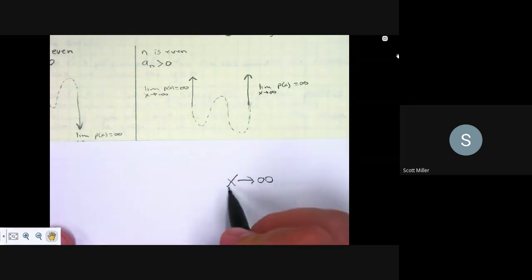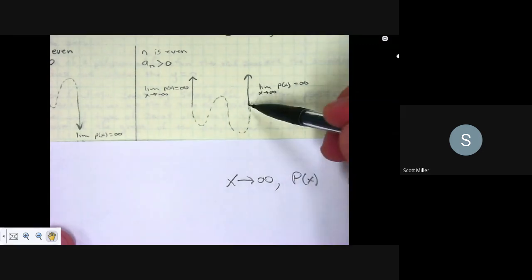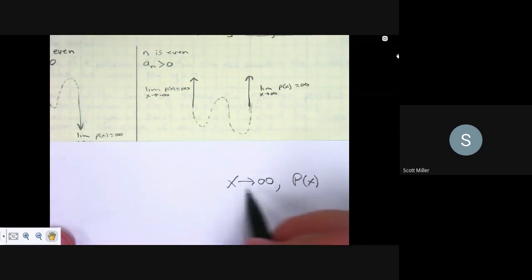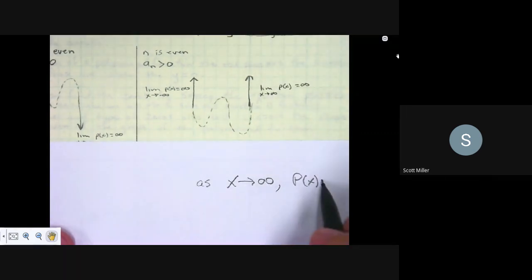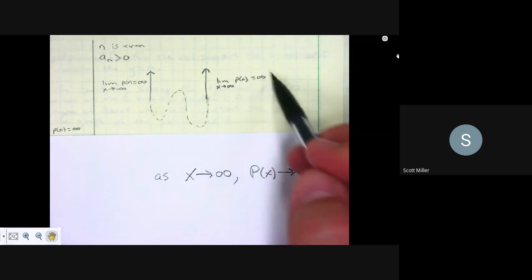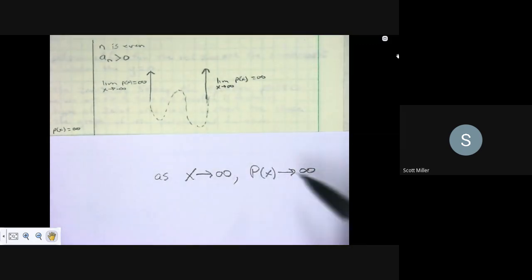Well, as the x goes to infinity, what are the y values? Well, the y values, in this case, I called it p of x. So the y values are p of x. Well, what are they doing? They're just continuing going upwards, so they're going to positive infinity also. So as the x goes to the right, the y values go up. That's what it means. So this notation says exactly the same thing as this statement right here, which is the alternate way that you can write it if you choose to do so.